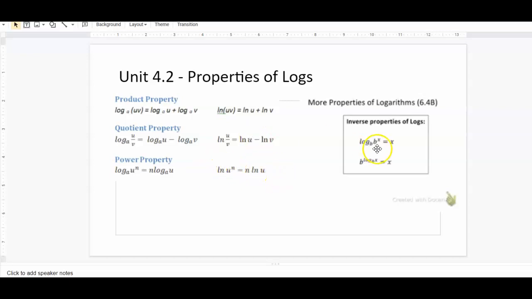And same thing. What about here? Log base b of b to the x power is just going to be x, because log base b of b is 1, so you can cancel out. b to the log base b of x power, you can cancel b and log b out and get the x by itself.